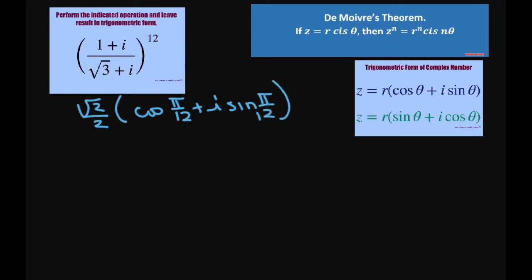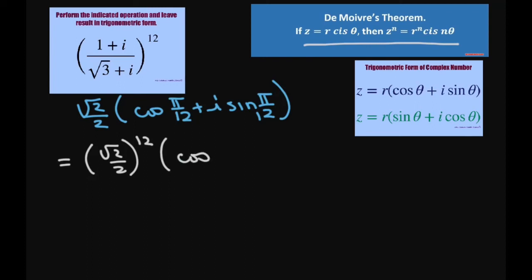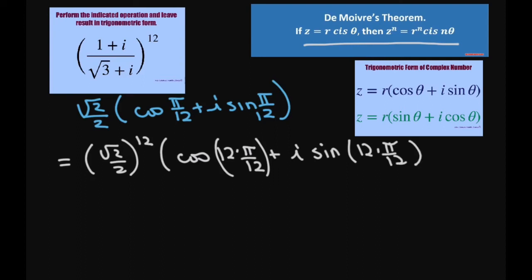All right, so a lot of work just to get it into a form where now we can use De Moivre's theorem. And to do that, our n is 12, so all you do is you take our r, square root of 2 divided by 2, raise it to the power of 12. And then you're going to take a cosine, and this is going to be 12 times pi divided by 12. I'll do that. Plus i times sine of 12 times pi divided by 12. All right, let's see what we get.